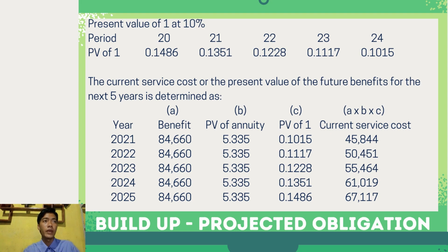The annual benefit is multiplied by the PV of 1 at 10% because the benefit is discounted from the end of 2045, which is the year of retirement. Thus, the 2021 benefit is 24 years away from 2045 and discounted for 24 periods. The 2022 benefit is 20 years away from 2045 and discounted for 23 periods, and so on.